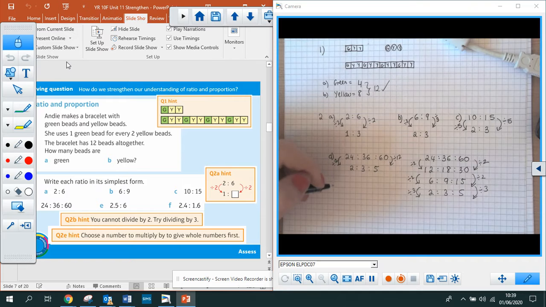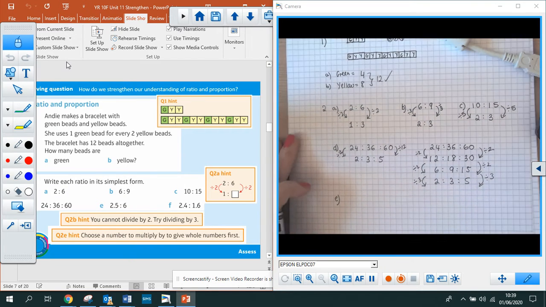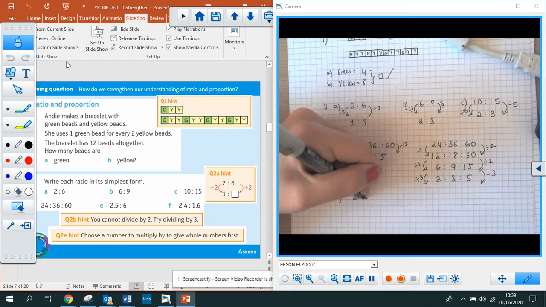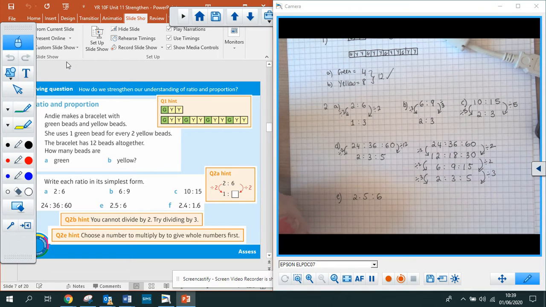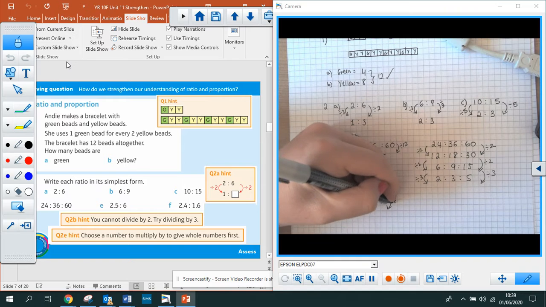Okay, 2e. Hopefully you remembered how we dealt with these ones where there's a decimal. So we've got 2.5 to 6 as our ratio. We were given a hint and it says choose a number to multiply by to give a whole number first. Okay, so remember we got rid of our decimals by either multiplying by 10. So we just multiplied both sides by 10. So we got rid of the decimal, we moved it one place to the right. Or you found a number that you could multiply it by to make a whole number. For example, I know I can multiply 2.5 by 2 to make 5. So the first thing I'm going to do is multiply both sides by 2.